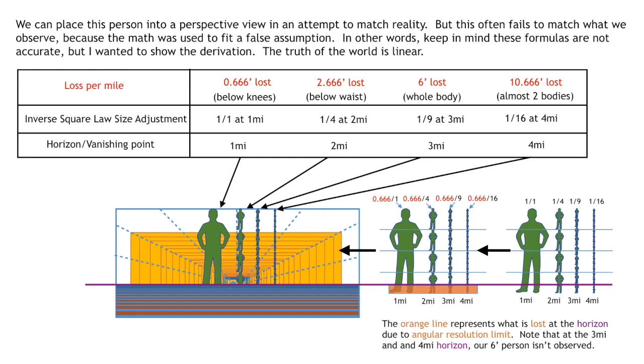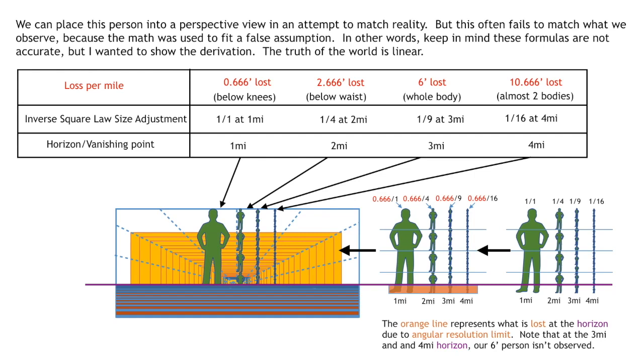So again, the loss per mile: 0.666 lost below the knees, then 2.6 lost below the waist, then about 6 foot loss, which is the whole body, and then about 10.6 loss, which is almost 2 bodies. And our inverse square law adjustment here: you're going to be at 1 to 1 at 1 mile, 1 over 4 at 2 miles, 1 over 3 squared at 3 miles, and 1 over 4 squared, 1 over 16, at 4 miles, and so forth. So you can see the conversion there going from right to left, and then you can just place that person within the horizon line and you see what you are going to get chopped off at various distances.